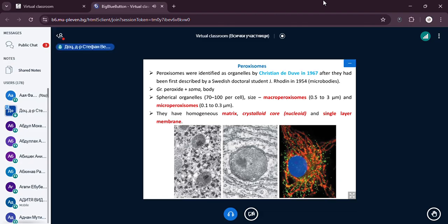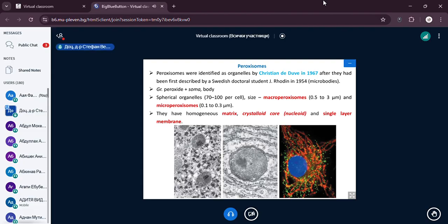And now it is time to discuss another membranous organelle in the cell, namely the peroxisomes. Peroxisomes were also identified by Christian de Duve in 1967. They are called peroxisomes from the Greek words peroxide and soma, body. Why? Because in these organelles, the chemical reactions of peroxidation are happening.